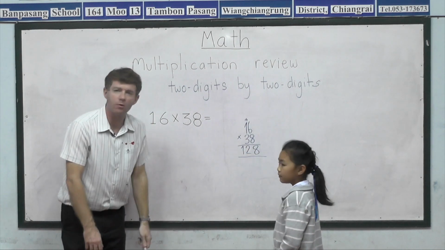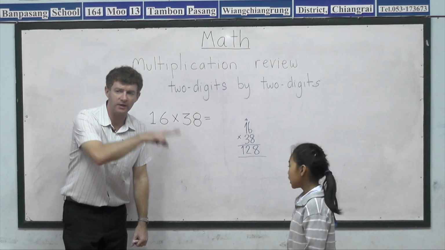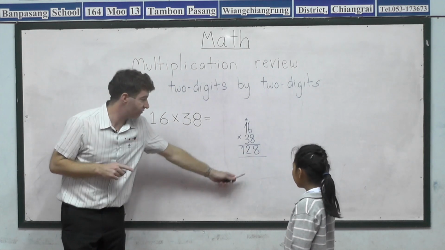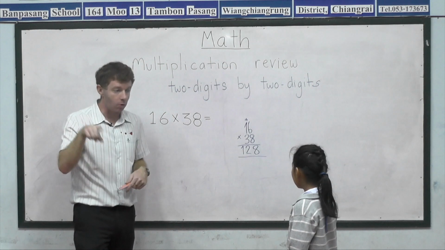128. But we're not finished yet. After step 1, we need step 2. And what's the first thing to do? 0.